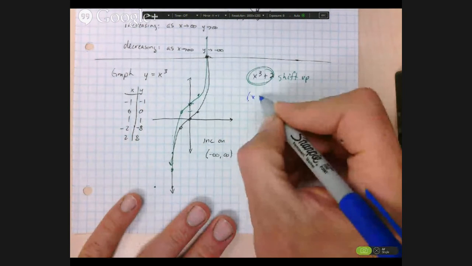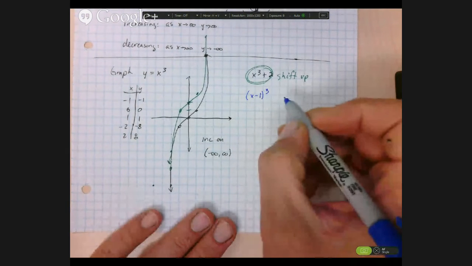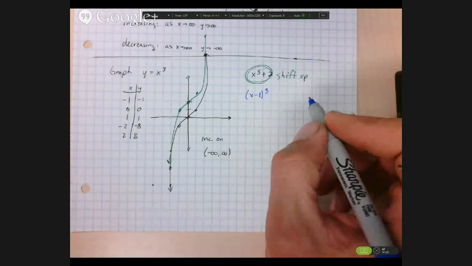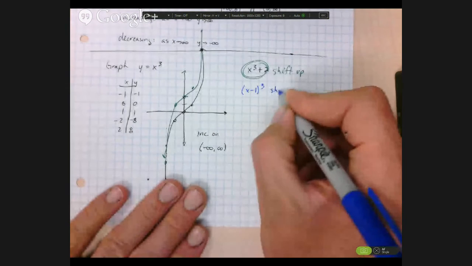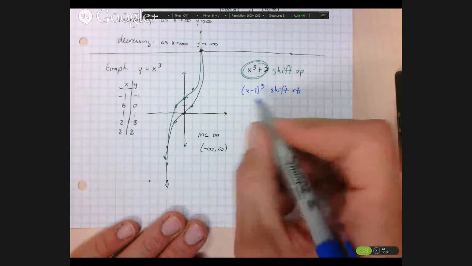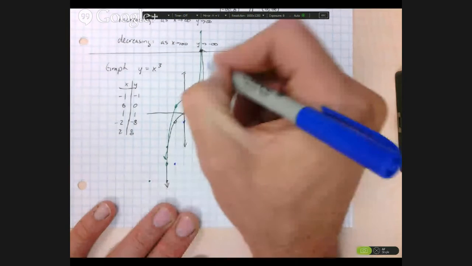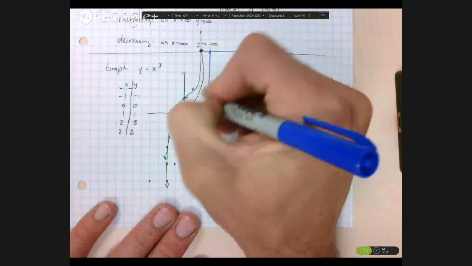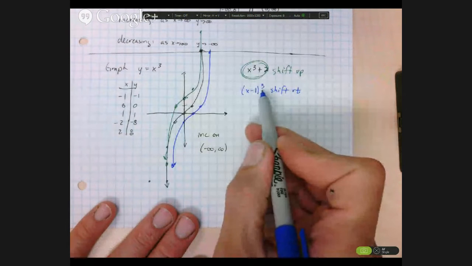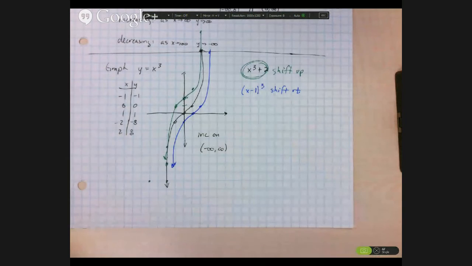If I want to, I can also shift it left or right. So if I did x minus 1 cubed, okay, this is actually going to shift it right. Counterintuitive because that is a negative one, but it does shift it right. So it takes this one right. Anything inside the parentheses with the power shifts left or right, and anything outside it shifts it up or down.